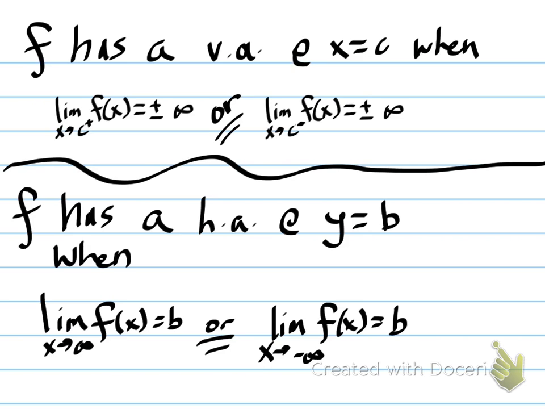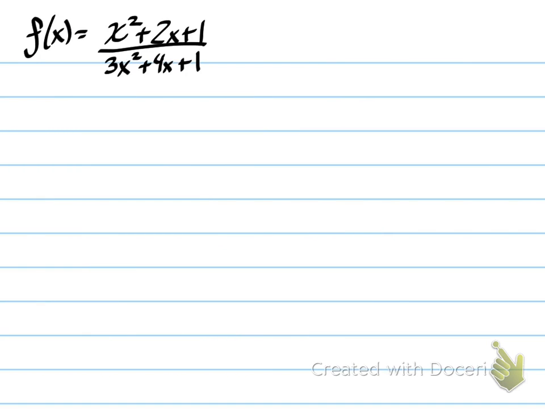Vertical asymptotes are harder because it's not going to tell you what c to use, and there are some ways to find a good candidate for the value of c, or maybe even multiple values of c. So let's do the easy part first, which is the horizontal asymptote, which means take the limit at infinity. So here's our function, and let's see if we can find the horizontal asymptote.